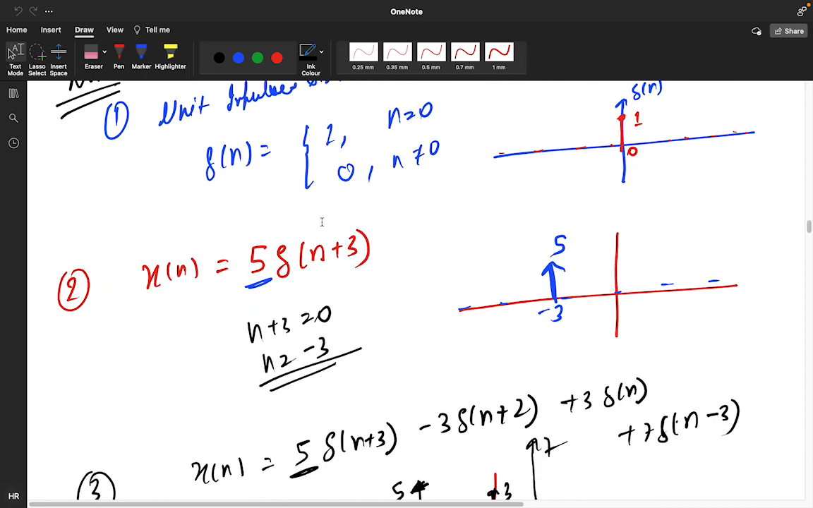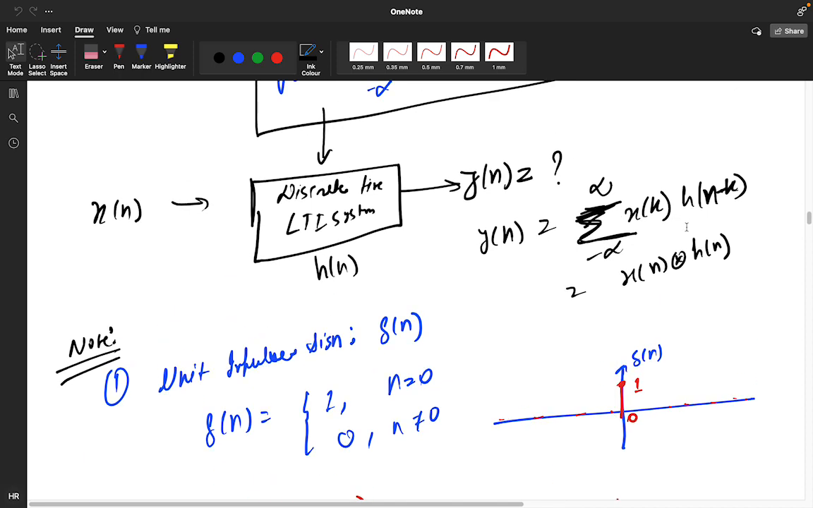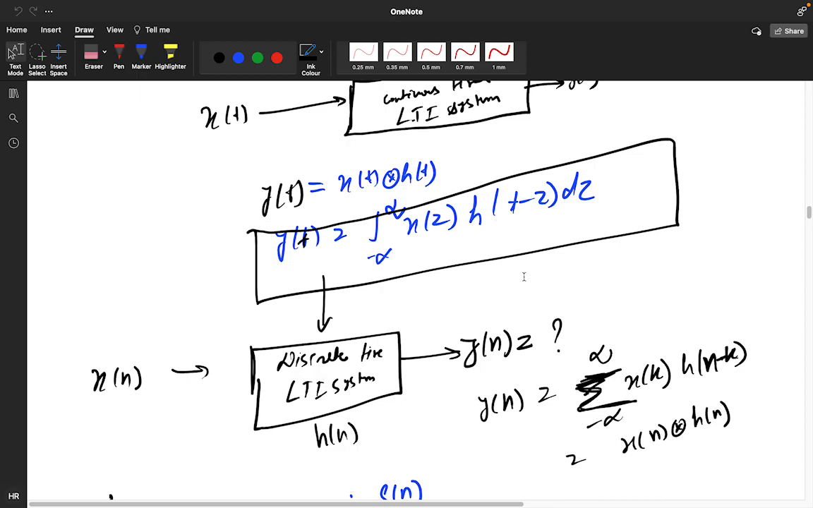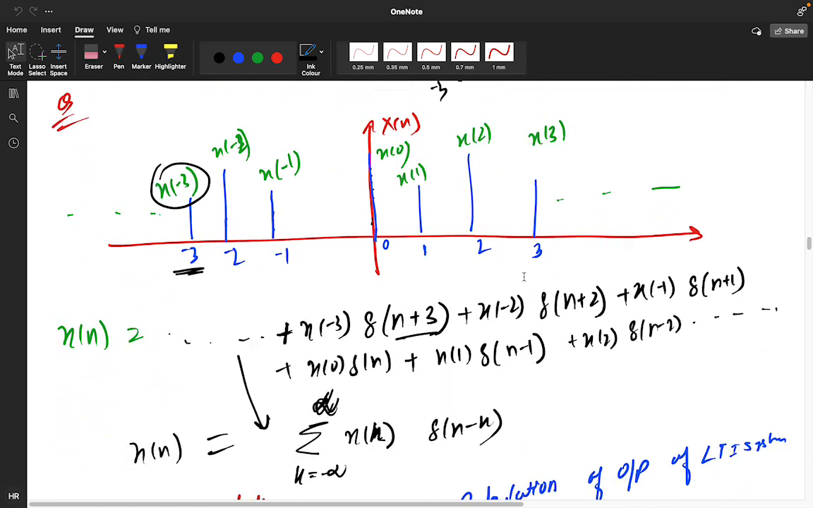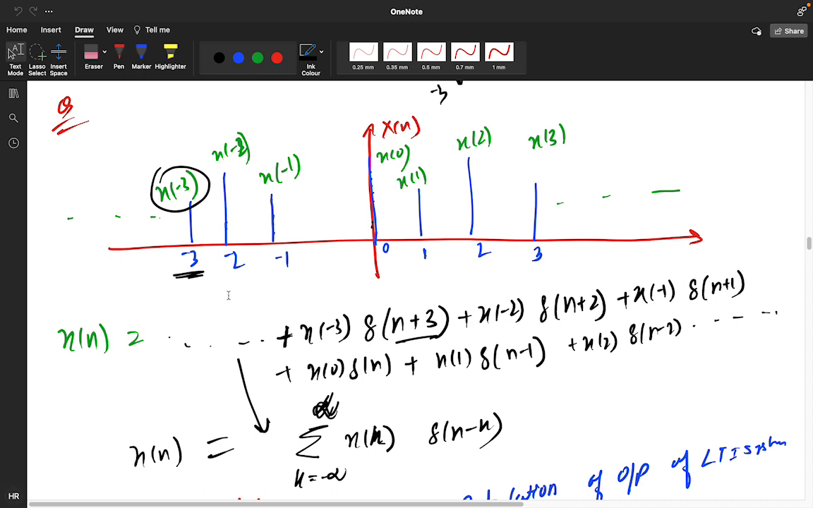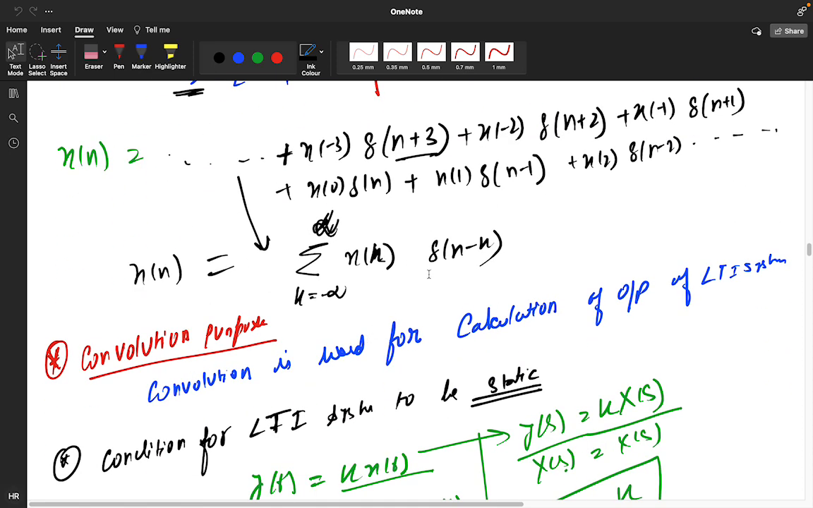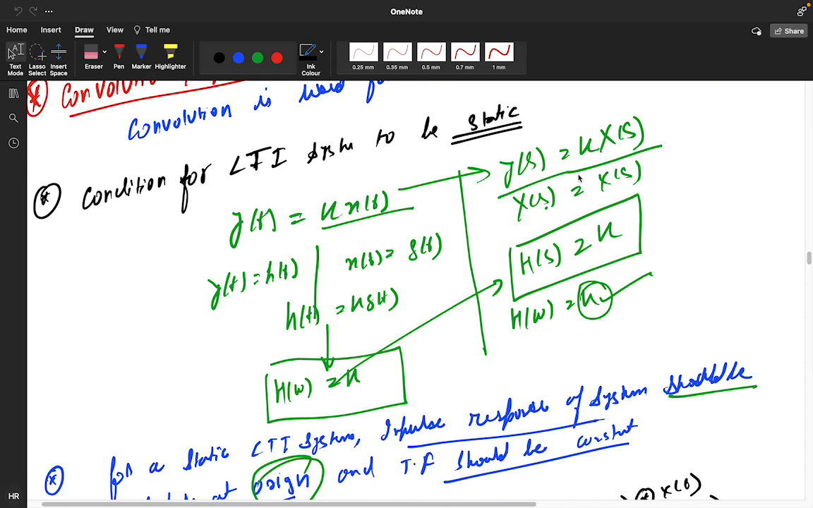And yeah, so x of n is equal to, this is the discrete, in a discrete domain we represent in the form of summation, but in the time domain we write in the form of integrations. And the convolution formula we already discussed in the past. So this whole thing can be represented, these are all discrete functions, and the summation form is like this. So convolution is only used for what? Calculation of the output of LTI system, we discussed this.